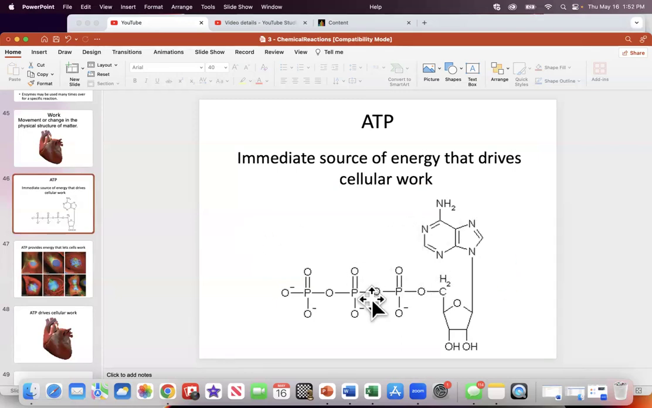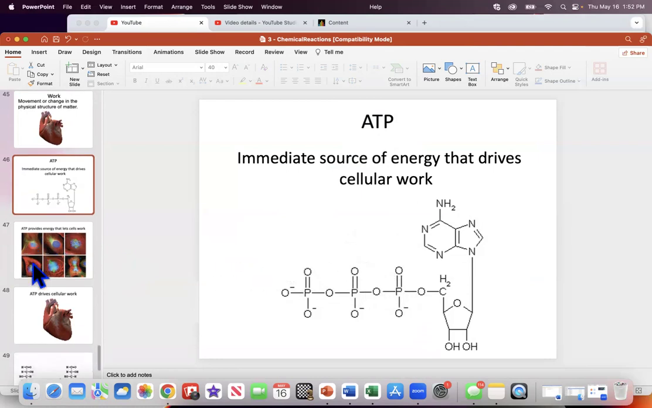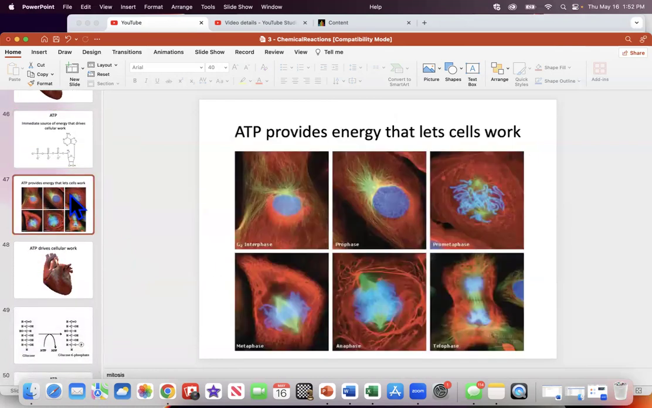ATP. So this is the structure of ATP. It's called TP, meaning triphosphate. They have 3 phosphate groups. We'll talk about this functional group later. And ATP is required for every response in your body because every living cell needs ATP.